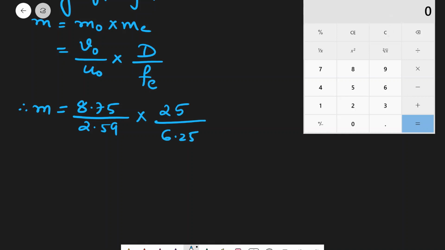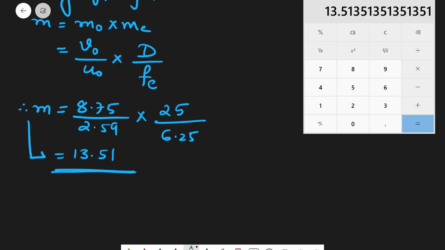So 8.75 into 25 divided by 2.59 divided by 6.25 will give 13.51. So you can say that if the final image is obtained at infinite distance, the magnifying power of the lens will be 13.51.